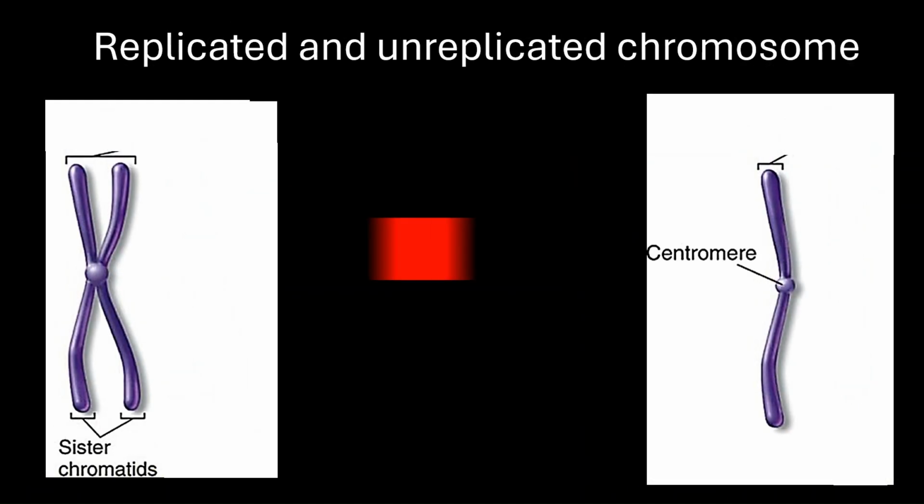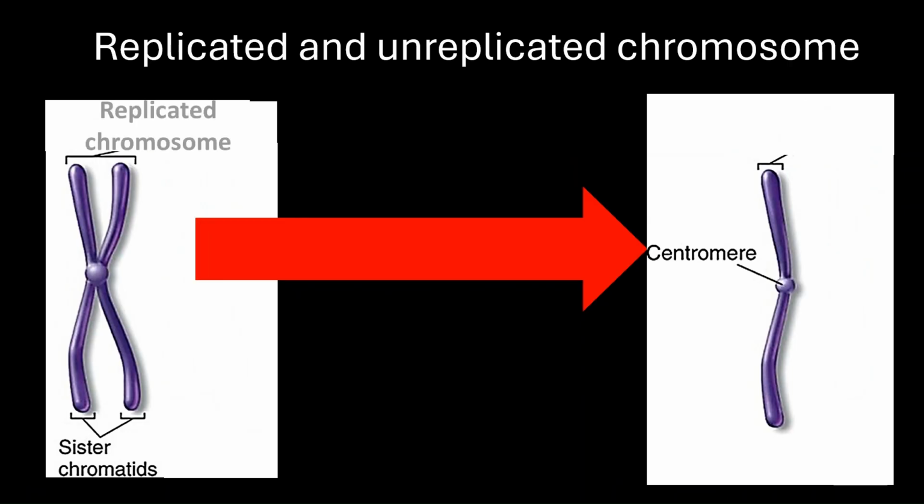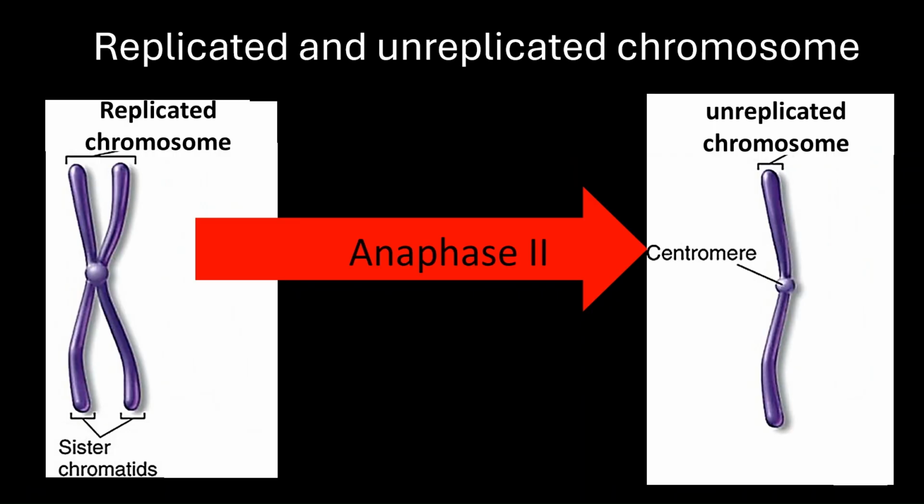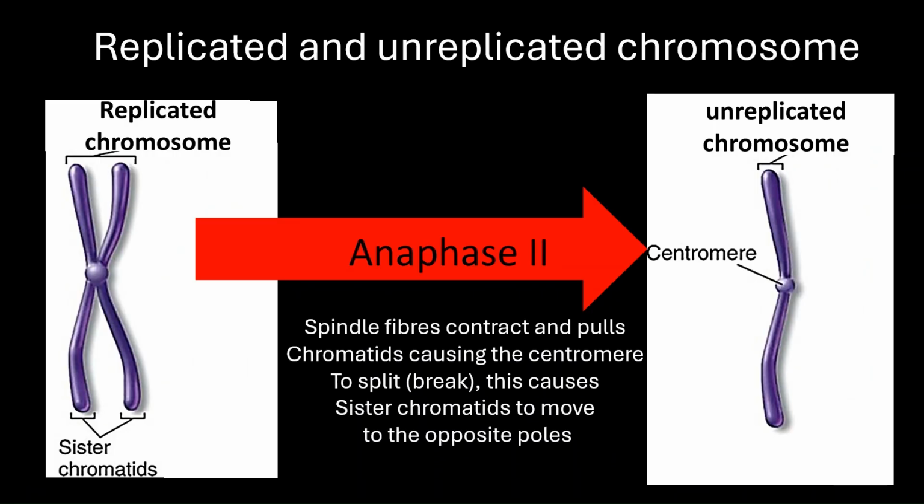Here we have an unreplicated chromosome changing to become a replicated chromosome, changing to become an unreplicated chromosome. And the only mechanism that can make that possible occurs during anaphase 2. And one more time, spindle fibers contract and pull chromatids, causing the centromere to split, that is, to break, and this causes sister chromatids to move to the opposite poles.